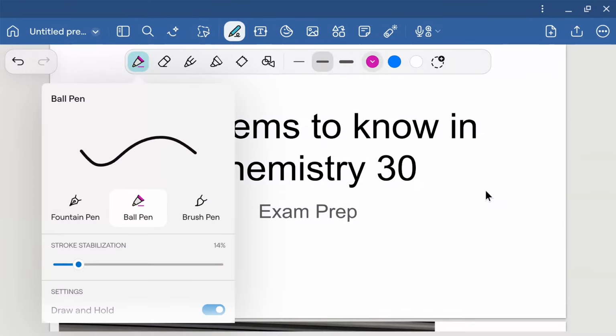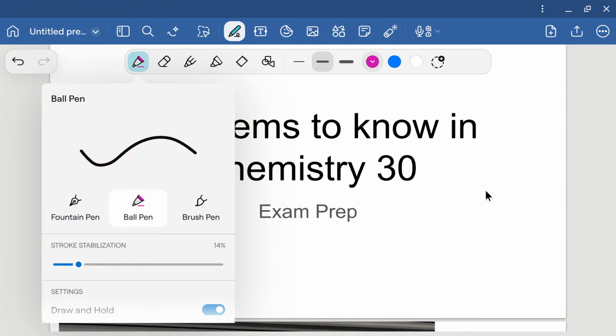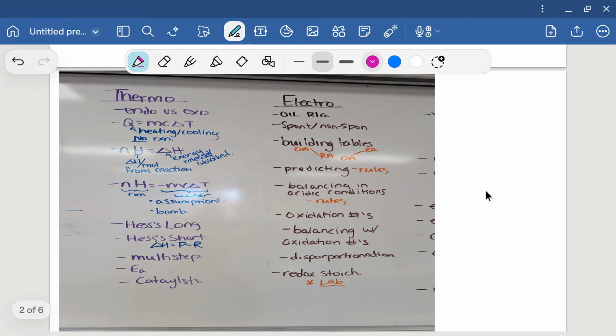Okay, so I just put this together from my class on the board the other day, and I thought it would be helpful just to go over it. This is just your key items that you should know if you are about to write a chemistry test. It will help you with your exam, so just kind of going over those big items that for sure will be asked. So going through it, your first unit is probably thermochem.